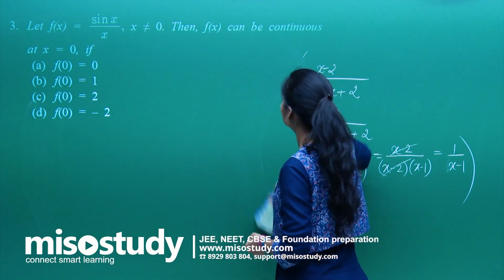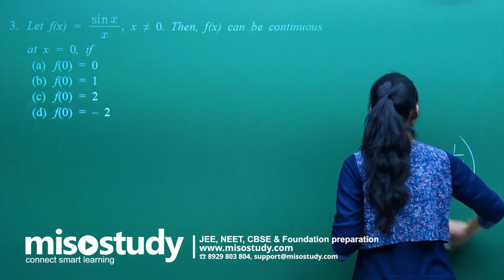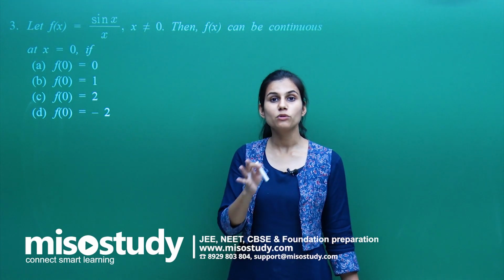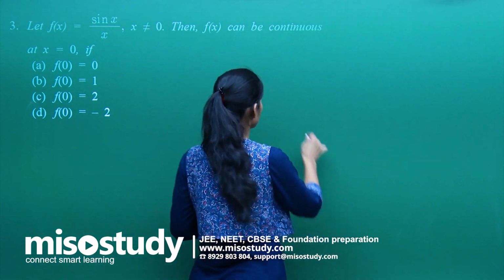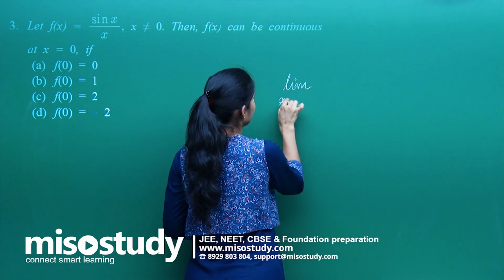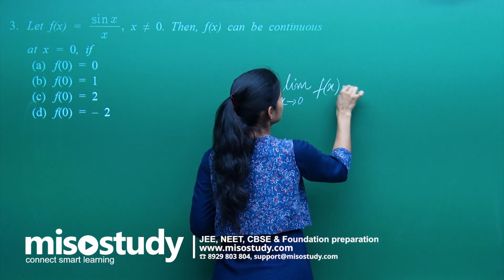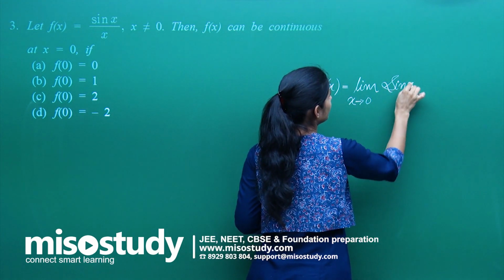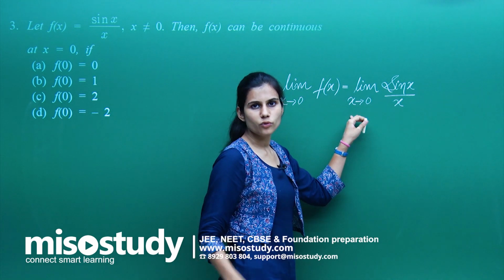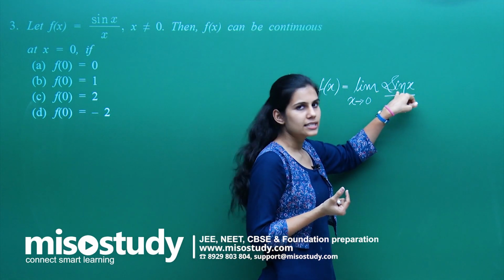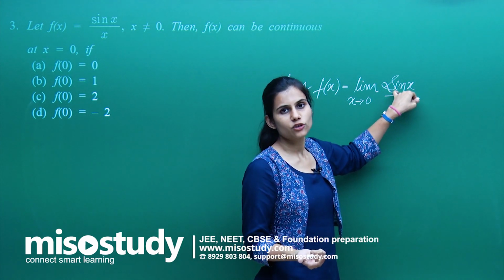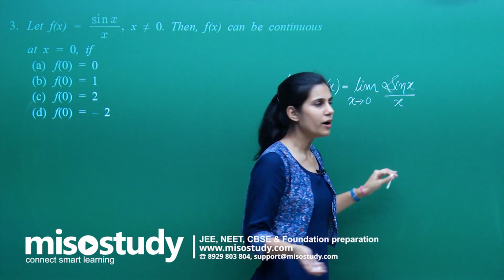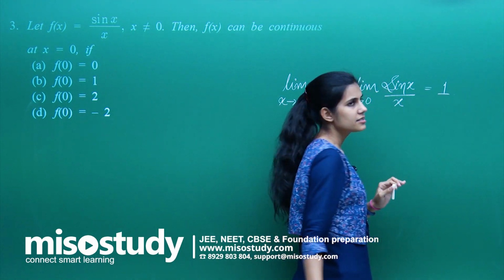Next question: f(x) is sine x by x when x is non-zero. What do you think is going to make this function continuous at x equals 0? This function will be continuous at x equals 0 if f of 0 is defined to be equal to the limit as x tends to 0 of f(x). So what is that limit? This is pretty simple: limit as x tends to 0 of sine x by x. You know that when x is very close to 0, the graph of sine x is almost the same as that of the identity function. So sine x approximately becomes equal to x. So x upon x gives you 1, and that is the limit.